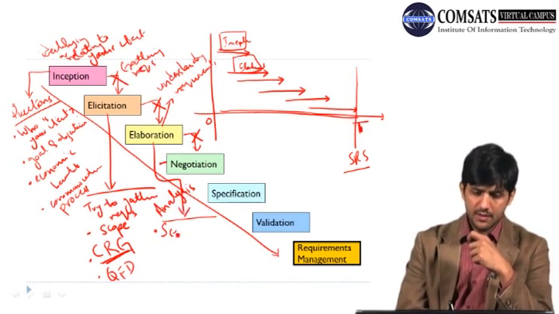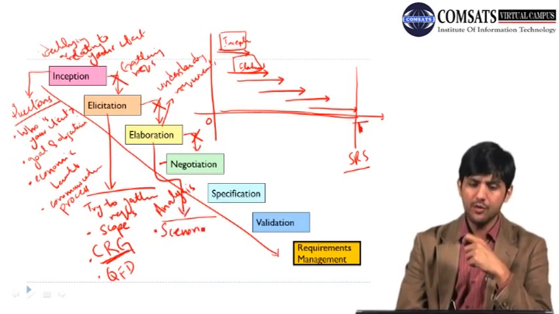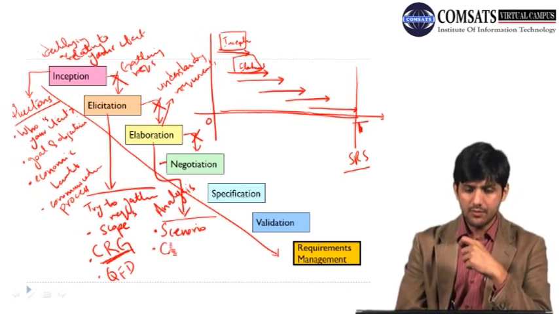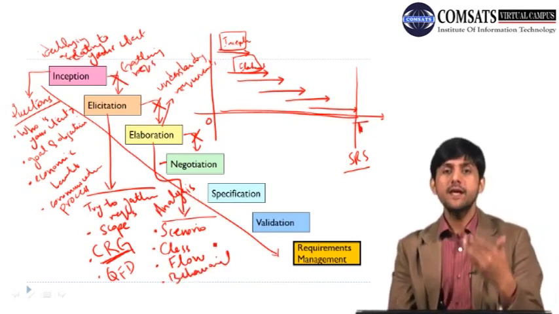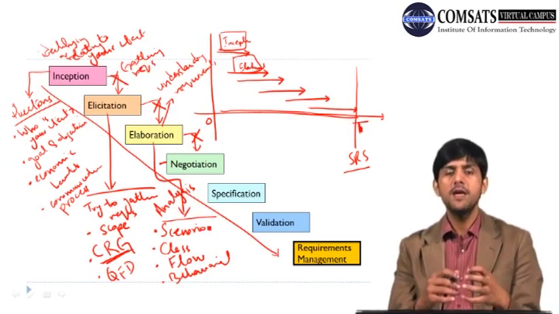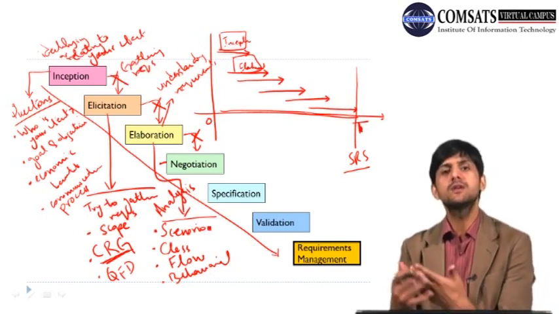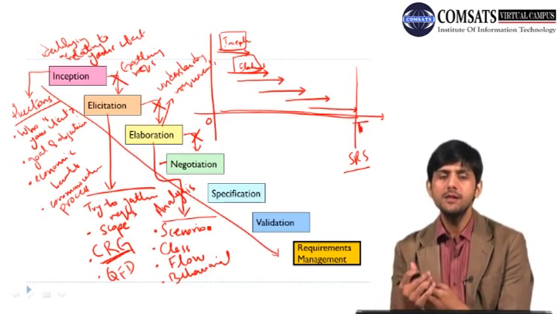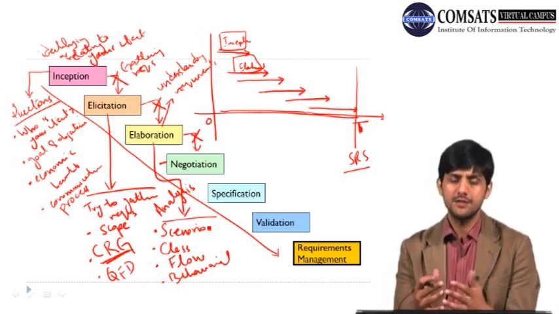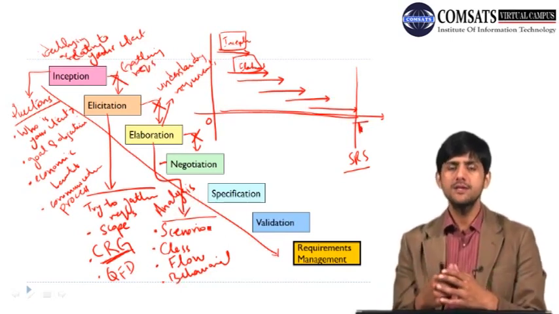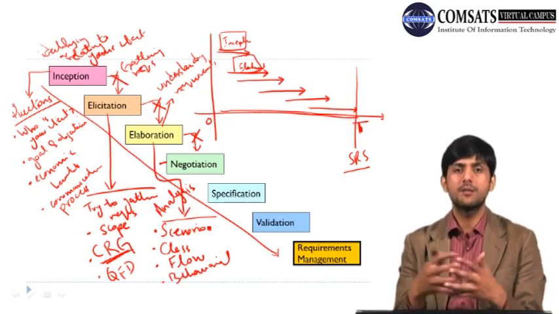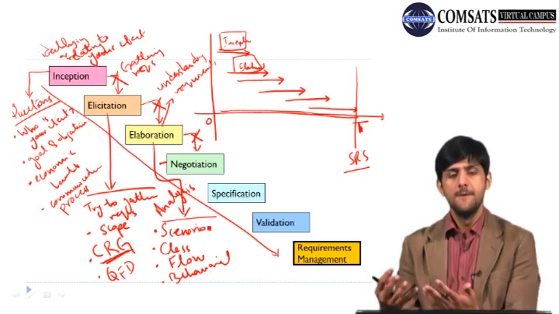So one is scenario based modeling, the other is class based modeling, then you have flow oriented modeling, and then you have behavioral modeling. So in scenario modeling we try to make different usage scenarios, and there are 2 possible diagrams that you can make when you are making these usage scenarios: you can either make use cases or you can make activity diagrams.